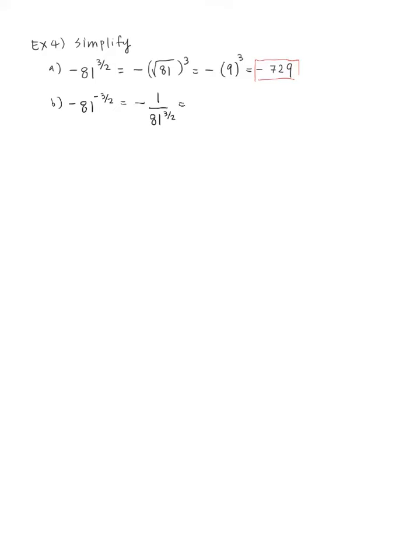Let's keep simplifying. This is the same thing as 1 over the square root of 81 to the third. So what do we get? Negative 1 over 9 to the third. In this case, we're going to get negative 1 over 729. Okay, part C. Now let's take a look at the whole quantity negative 81 to the negative 3 over 2. Please notice the difference between B and C. That little tiny parentheses can change the whole entire problem.